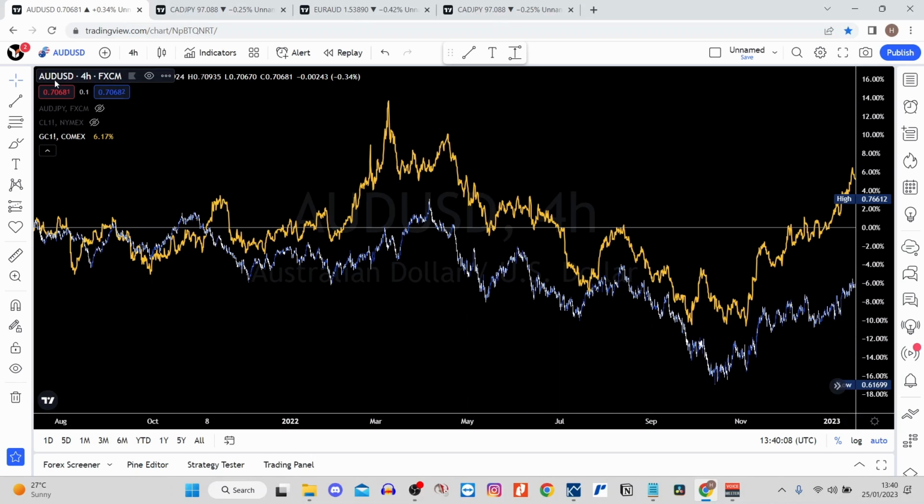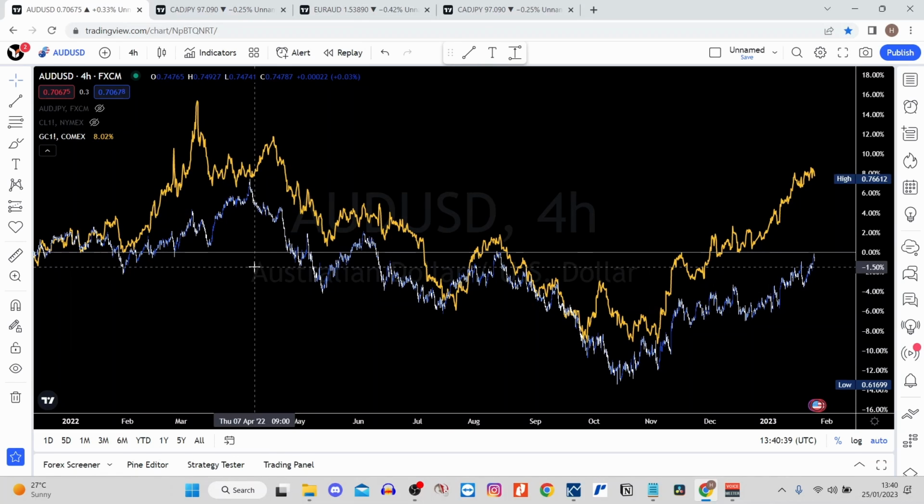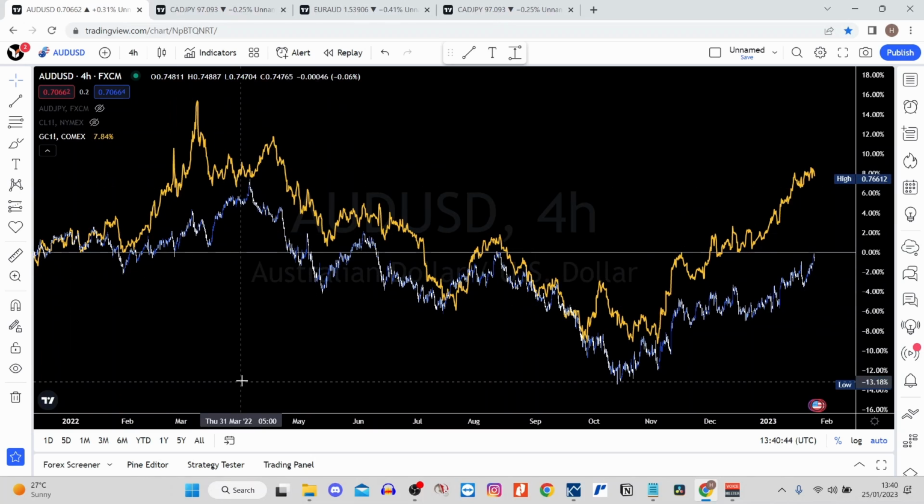So what we need to do is understand how we can trade this. Okay, so we can trade this in reverse. For example, if gold moves first, then we can use it to trade the Aussie dollar, or if the Aussie dollar moves first, then we can use it to trade gold. But from what I've noticed, the Australian dollar does move a little bit faster than gold, but the relationship is also interchangeable.